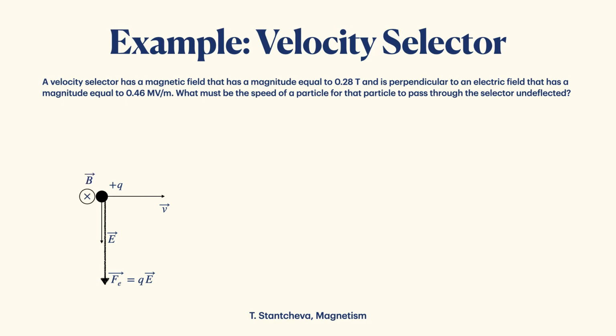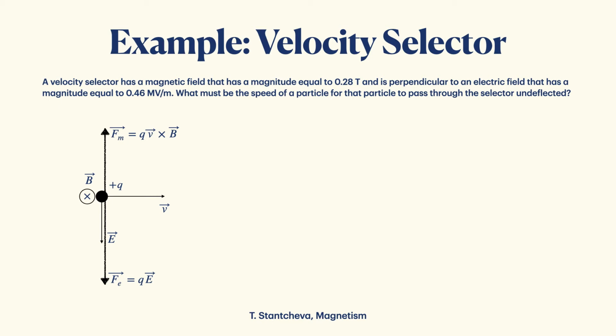Now, for the magnetic field, which is perpendicular to the electric field, we'll choose that direction to be into the plane of our screen, and we'll apply the rule for the magnetic force, QV cross B. Using our right-hand rule, we know that for a positive particle moving with a velocity to the right in the presence of a magnetic field that points into the plane, the direction for the magnetic force will be up.